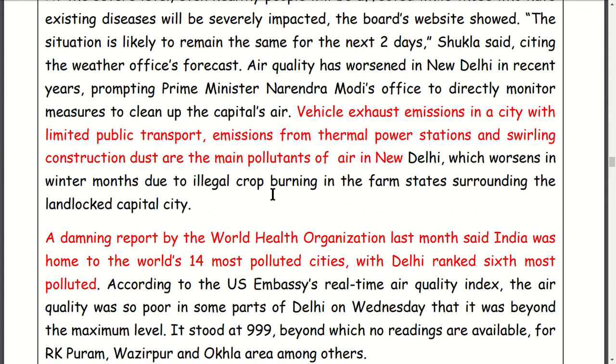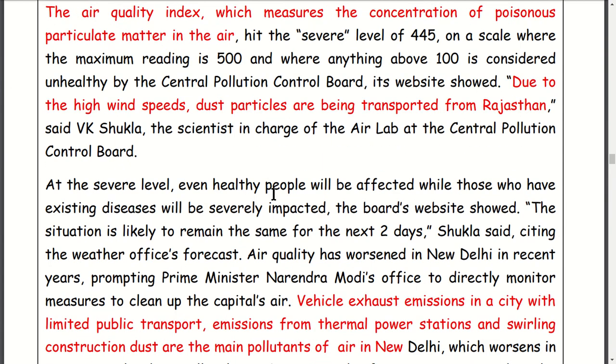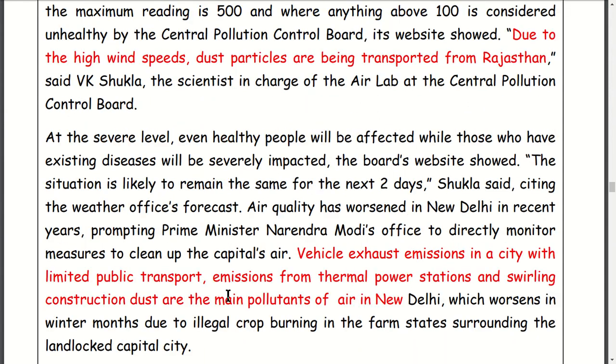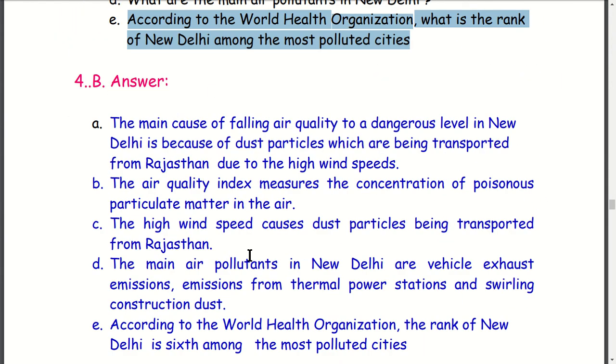First line is here. I have written here: due to dust storms from Western India. This is the answer. The keywords are there. Yes, it is.